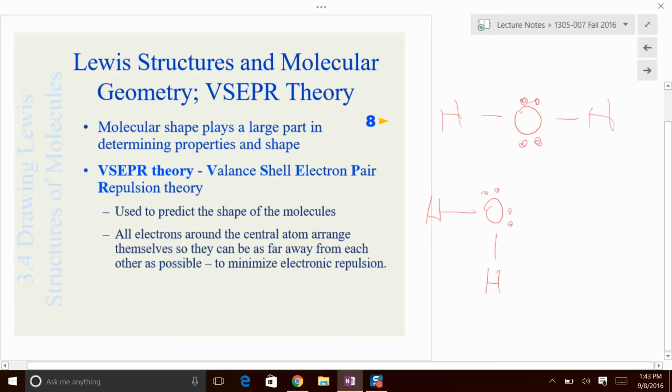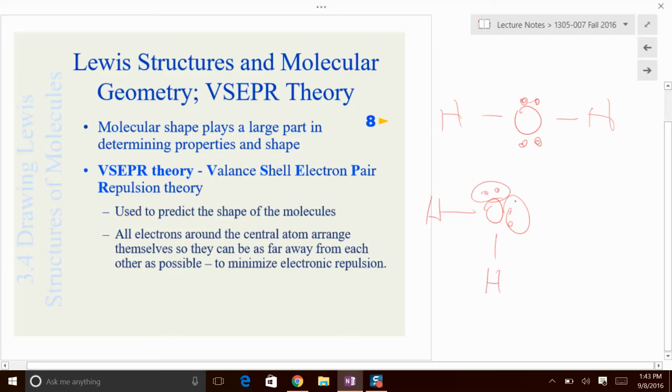Here's water. Which one of those is more correct? Well, in reality, what does water look like? It looks more like this. This is not incorrect. You can draw it that way. But when you describe its shape, you can't describe it as linear because it's not a linear molecule. Water takes the shape, this configuration, this bent shape, because the lone pairs force it to.